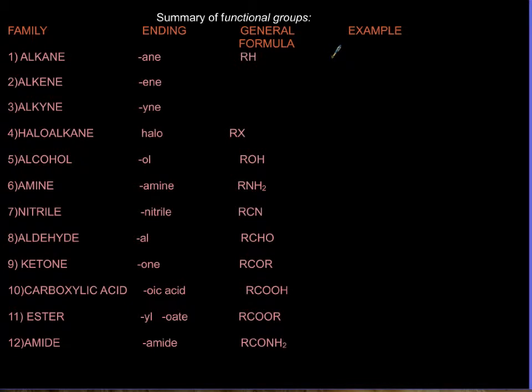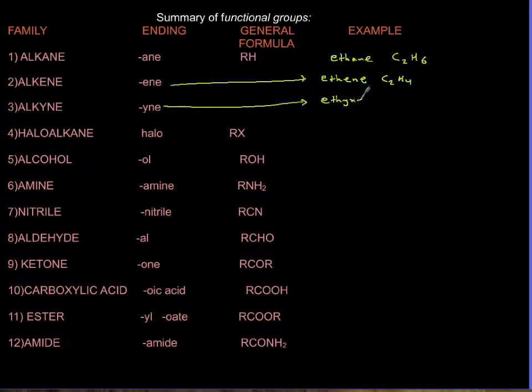So you could have, for example, for alkane, ethane, which is C2H6. For an alkene, you could have the same number of carbons. The last name is ethene, C2H4. And for alkyne, which is triple bond, you could have ethyne, which is C2H2.